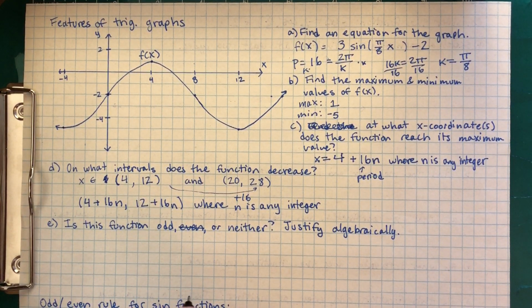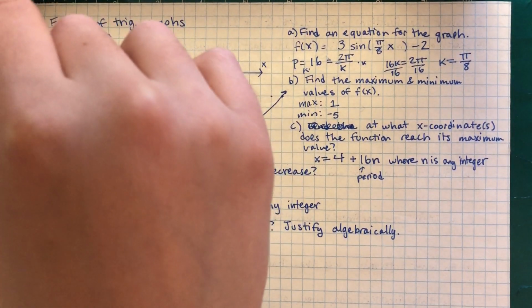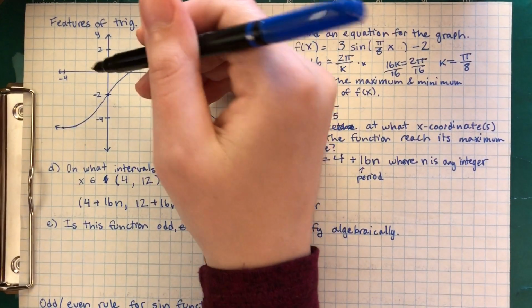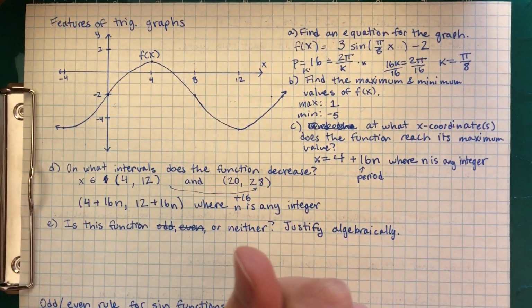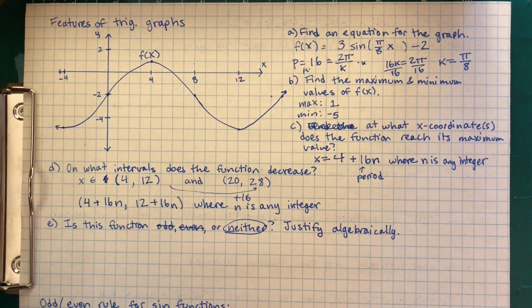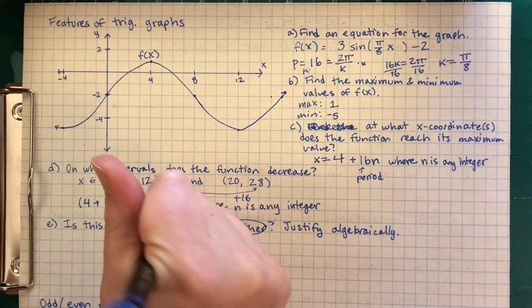For odd, we would need to be able to flip it upside down and have it look the same. And we also know that for it to be odd, it always has to pass through the origin. And this is not passing through the origin, so it can't be odd either. It must be neither. But let's also justify this algebraically.